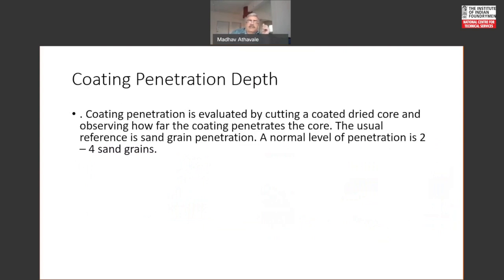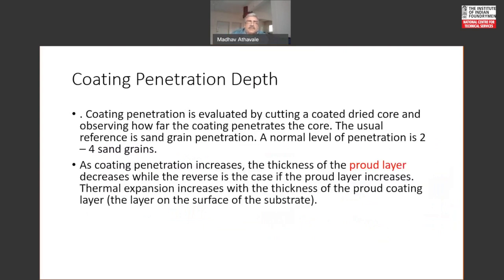Now, coating penetration depth is evaluated by cutting a core, but this is a sort of destructive test that one can do in the laboratory. So a representative core can be taken and either dipped and dried and seen how much is the penetration, whether it is 2 sand grains, 4 sand grains, like that. As we have seen in our previous example, as the penetration increases, the proud layer, the layer on the top surface, will obviously decrease. So there has to be an optimum between the two. Too thick a proud layer also, you will find it flakes off and creates problems.